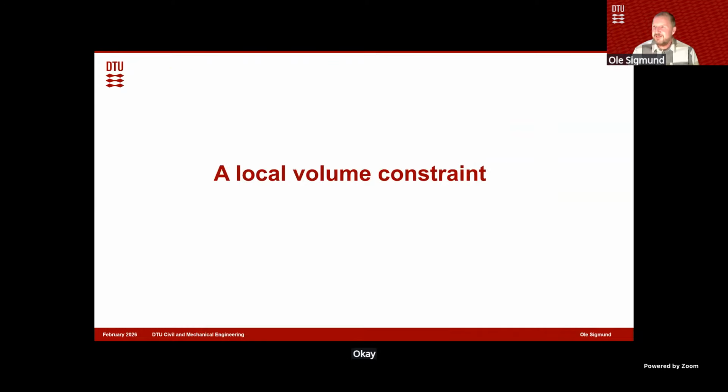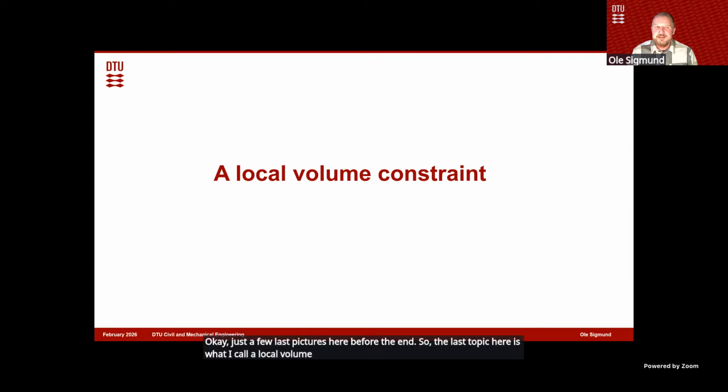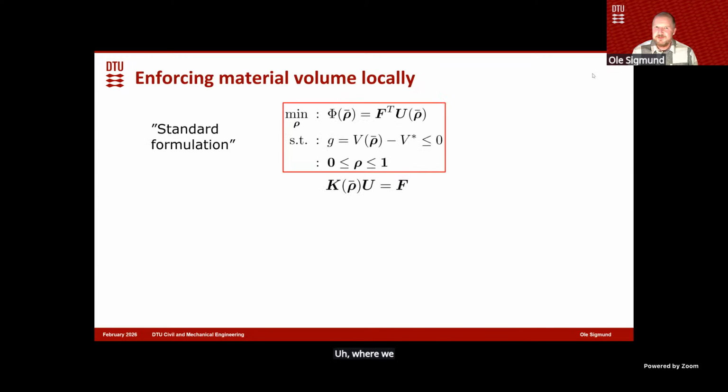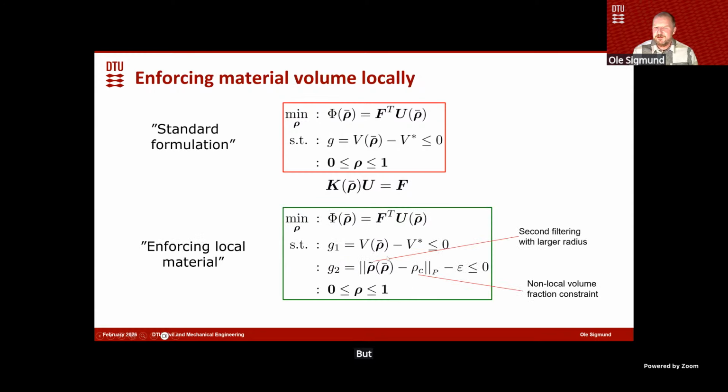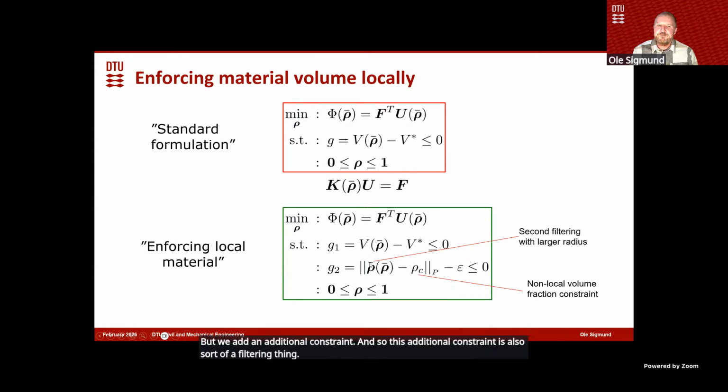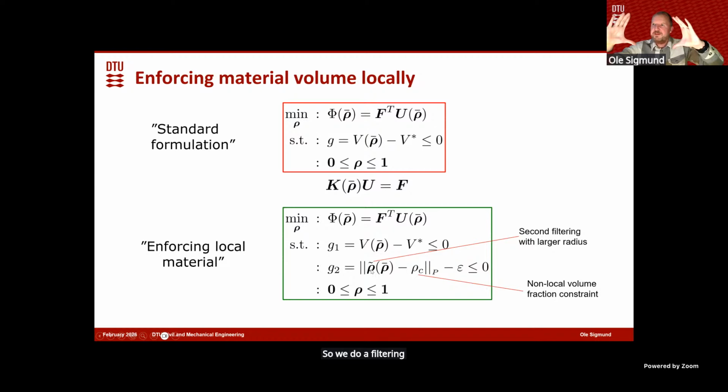Okay, just a few last pictures here before the end. So the last topic here is what I call a local volume constraint, where we go back to the original compliance formulation, but we add an additional constraint. And this additional constraint is also sort of a filtering thing. So we do a filtering with a large filter on the already projected design rho bar here.